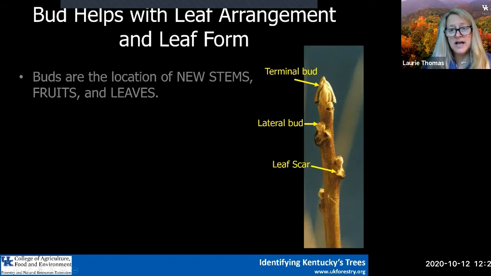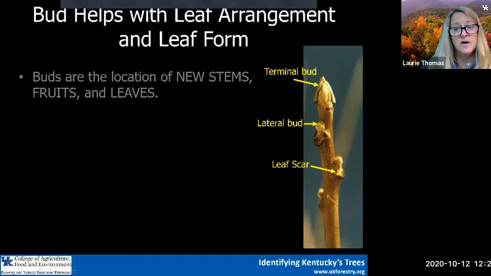And then we've got our lateral buds, these ones that are down on the sides of the twig, that are going to help us determine leaf arrangement and leaf form. But I'll point out this. So there's a lateral bud, and that's got all of the stuff in it for next year's leaf. And right below it is the leaf scar, where the leaf has already come off. It's fall, or when this photo was taken, and the leaf has already dropped off. But those are going to be important in telling us leaf arrangement and telling us leaf form.